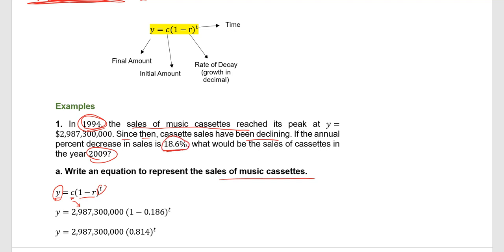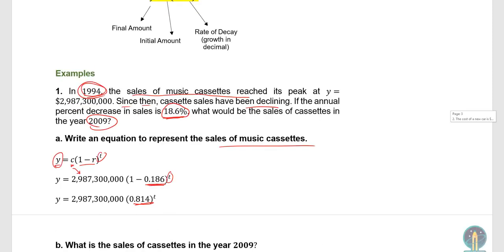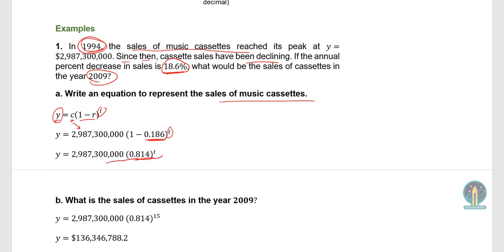1 minus r is 1 minus the rate of decay, which is 18.6%. Converted to a decimal, this is 0.186. So 1 minus 0.186 is 0.814, to the power t, the number of years. This is my general equation representing this scenario, the yearly decrease in sales of cassettes.